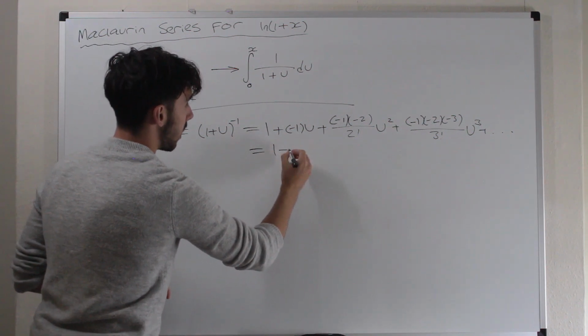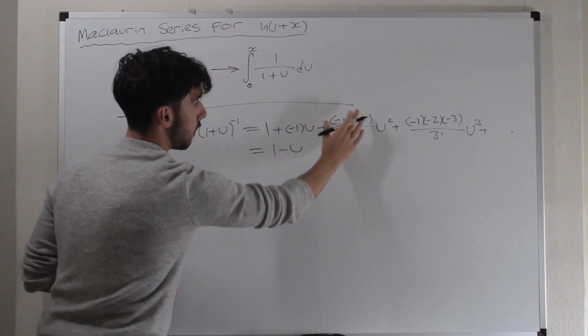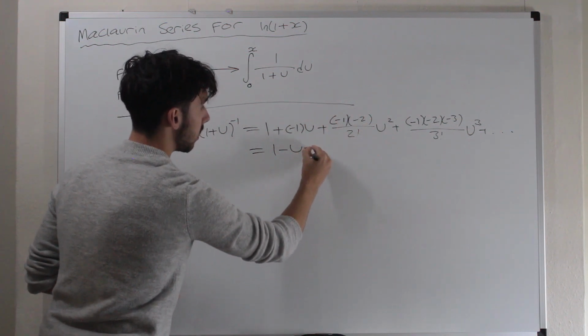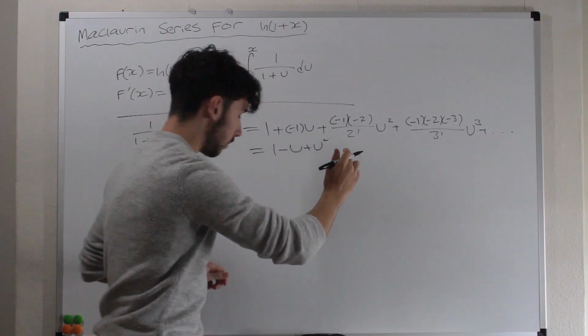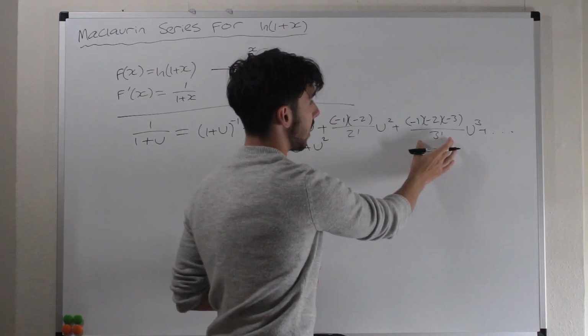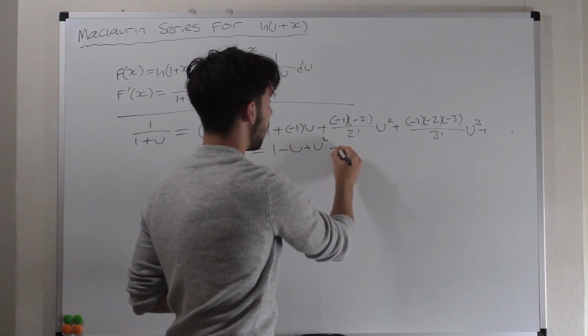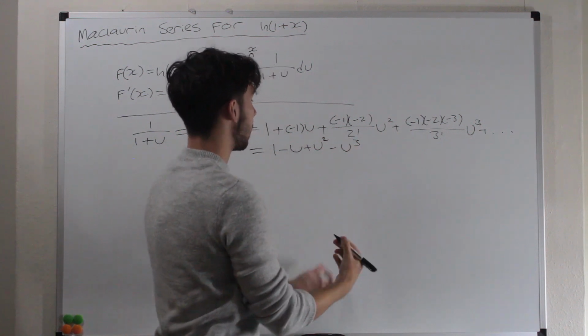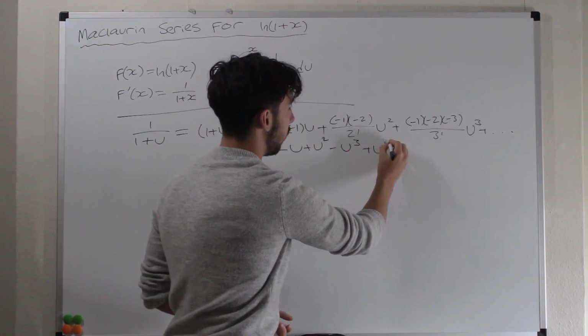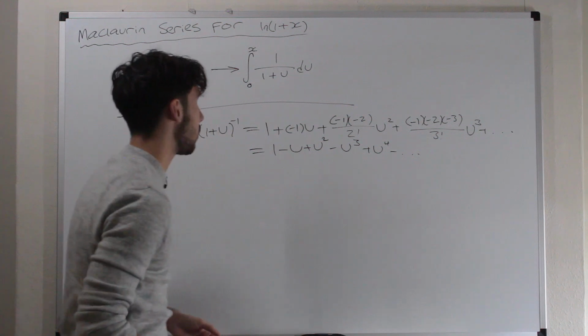This becomes 1 minus u. This whole thing becomes a 1, doesn't it? So plus u squared. Oh, this whole thing here becomes a minus 1. So minus u cubed. It would keep going. You'd end up with a plus u to the 4, minus u to the 5, etc.